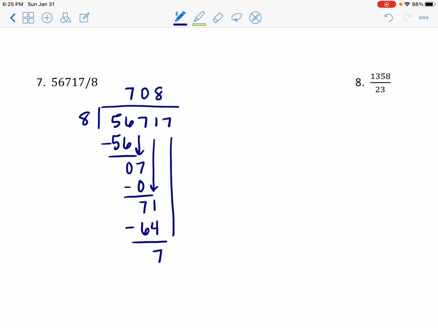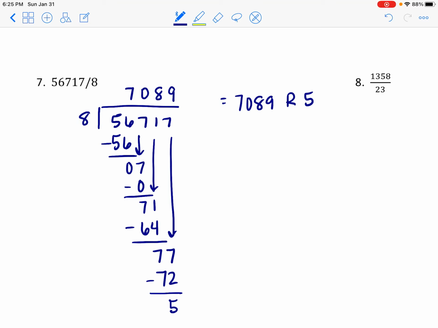And then I bring down the 7. It's a lot of 7s here. 8 will go into 77 9 times. 9 times 8 is 72. And when I subtract, I have a remainder of 5. And nothing else to bring down, so again, that has to be my remainder. So I'm looking at 7,089 with the remainder of 5 in this problem.